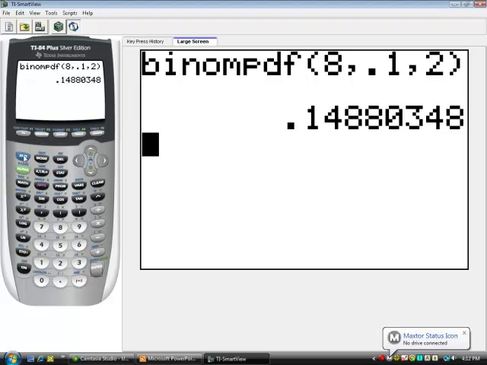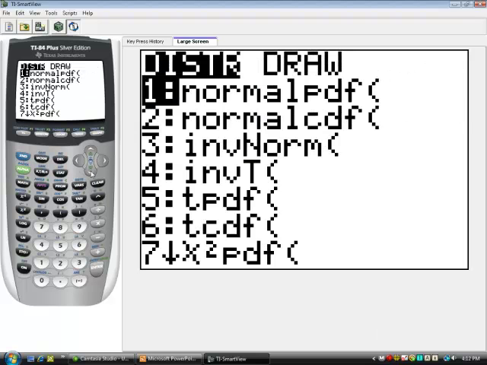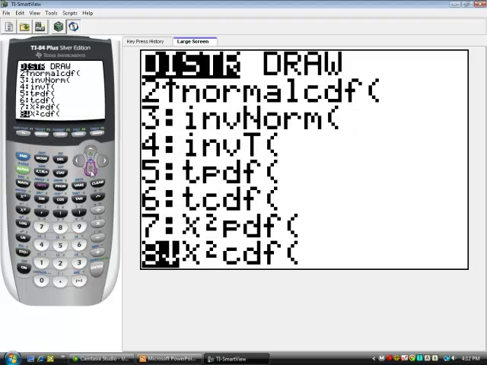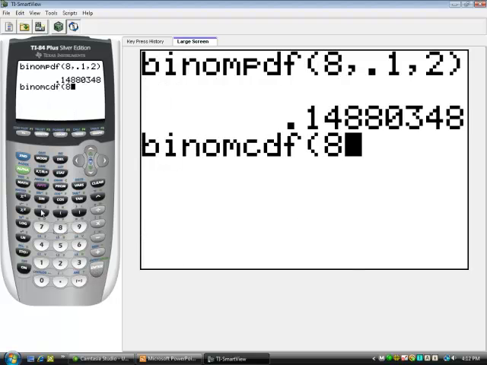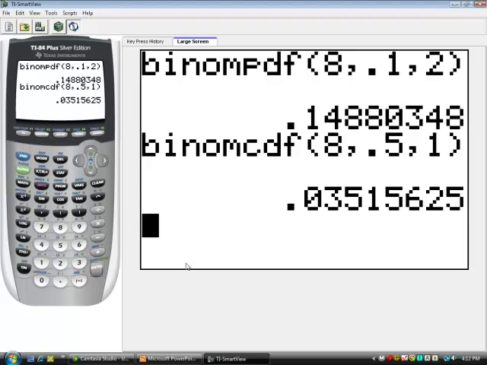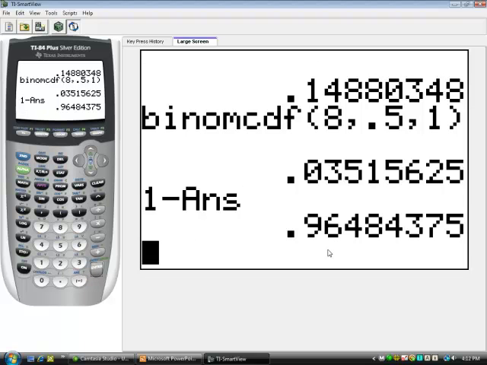Now on the calculator, we're going to do this as 2nd VARS. We're going to go to binomCDF. We're going to type in 8 for our number of trials, 0.5 for our success, and we're going to type in 1. And the reason we're going to type in 1 is because the binomCDF adds up all the successes from 0 to whatever this last number is. So our answer is 0.035. Now, what we're going to do is subtract this from 1. And there's our answer, 0.965.